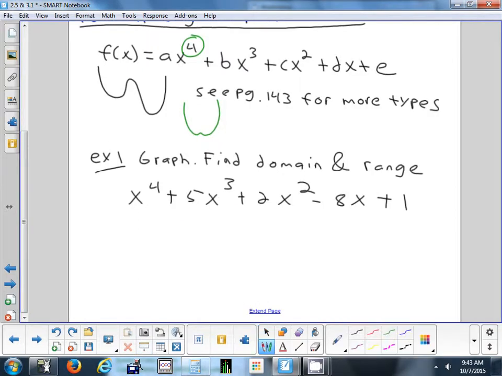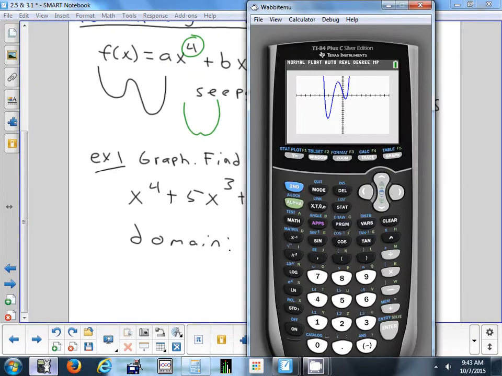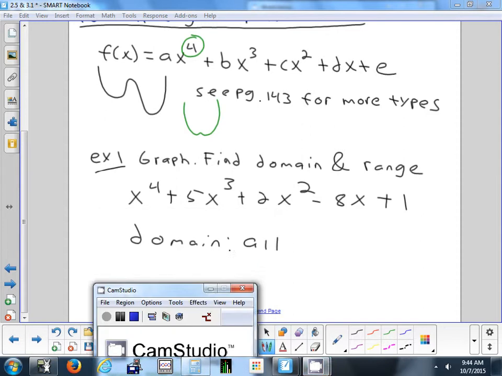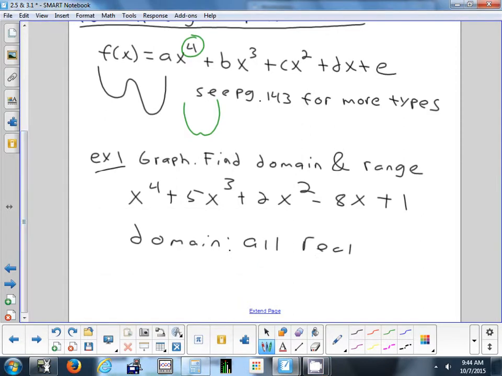All right, so what's the domain of that function? What values am I allowed to plug in for x? All real numbers. Okay, you shouldn't even think about that when I ask you the domain of a polynomial. It's always all real numbers. So domain is all real numbers.